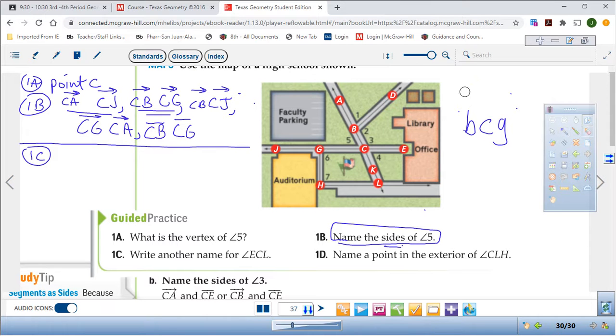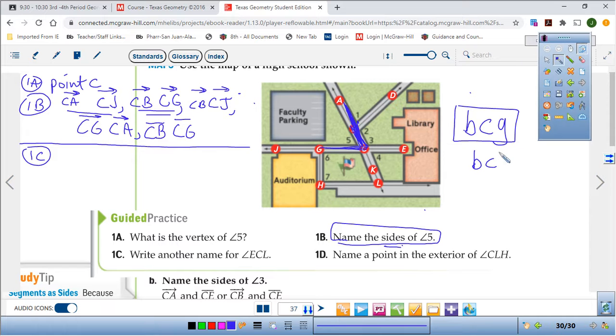If you name 3 things, I think you're trying to go like this. Well, since we're talking about angles, yes. But geometrically speaking, that's saying 3 points. B, C, and G. Well, the question was asking what are the sides. So it wants this side named, which would be Ray BC, and this side here, CG.